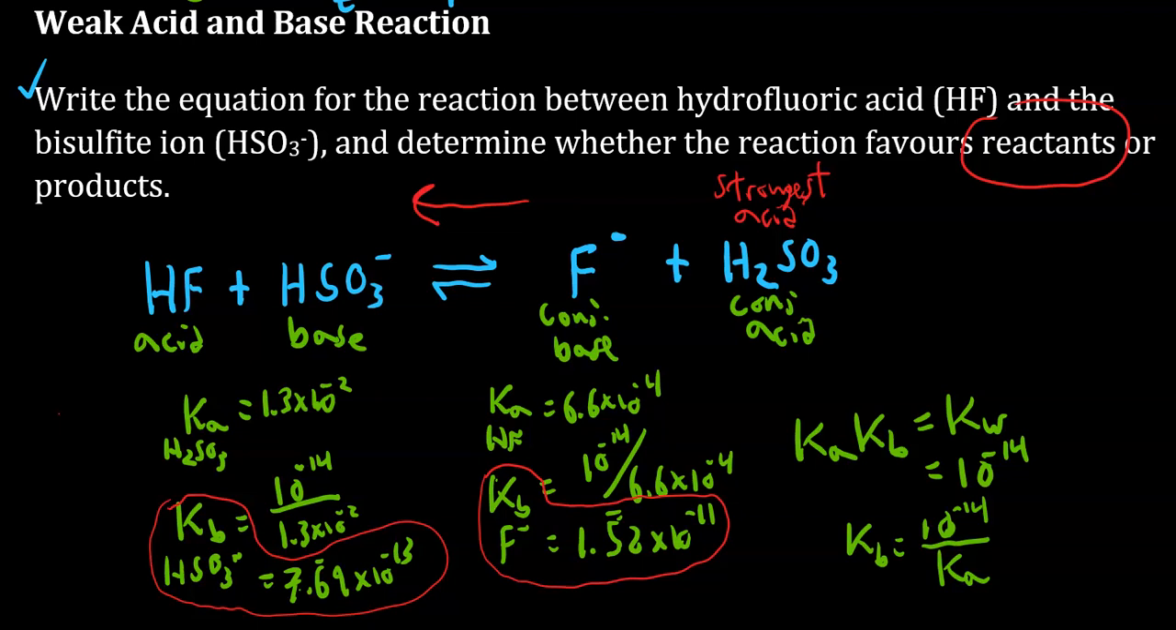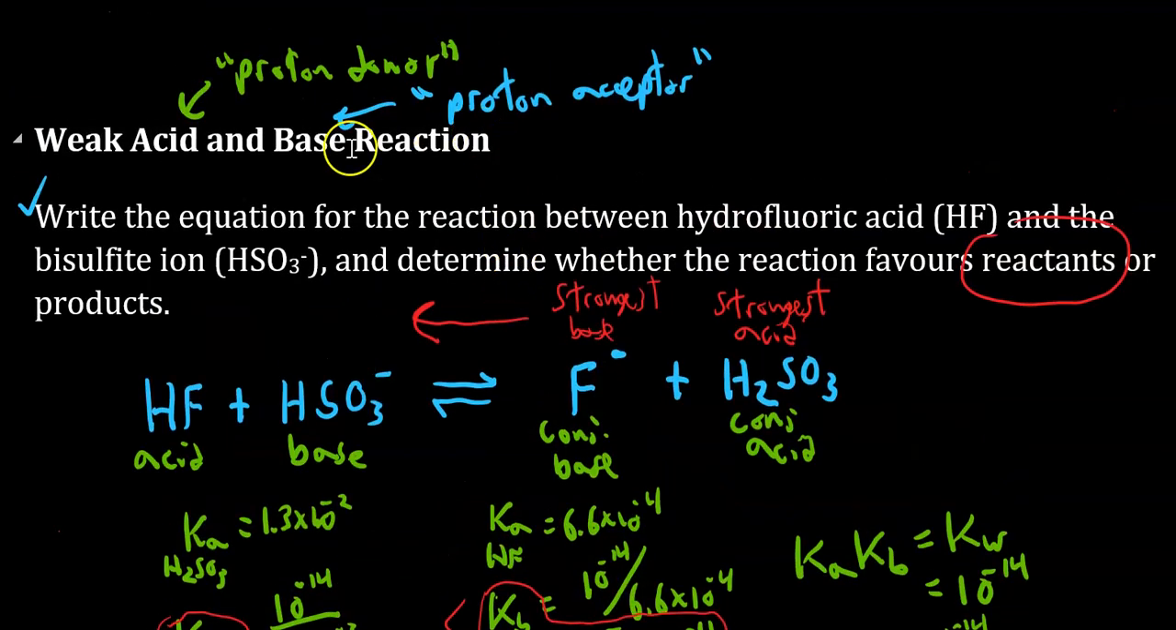Which one is larger? Well, this is a bigger number. See, the exponent is lower, so it's closer to zero, it's the larger number, essentially. So that Kb is larger. So F minus is the strongest base compared to HSO3 minus.